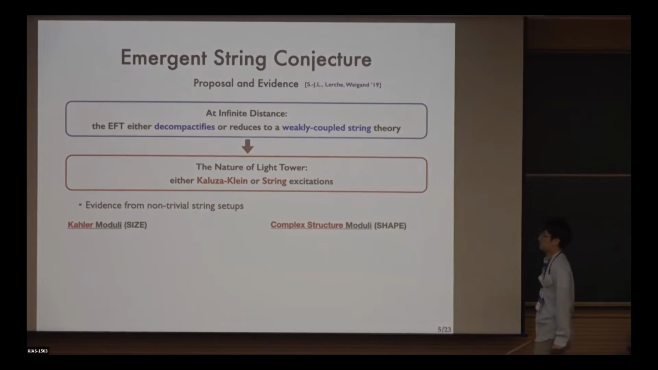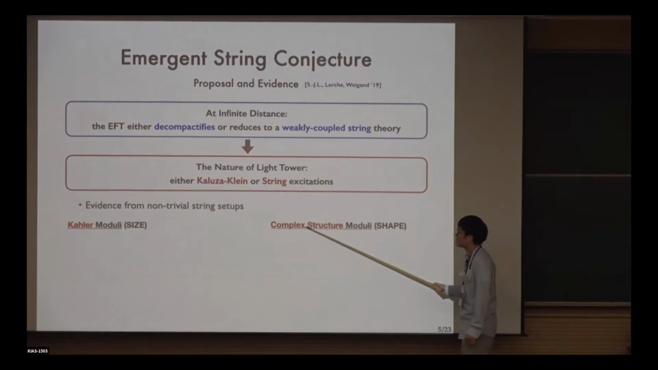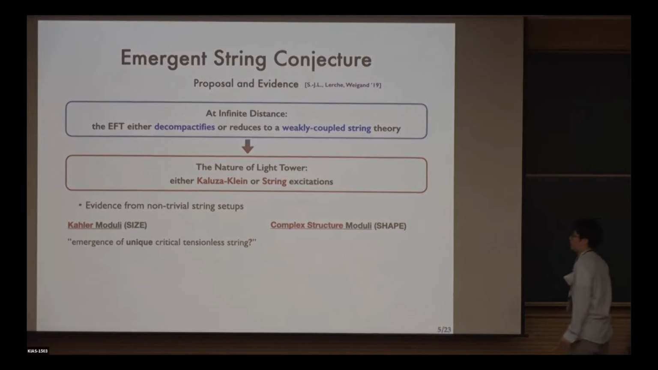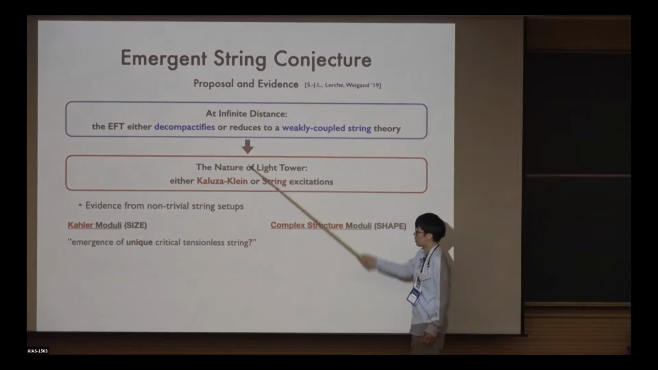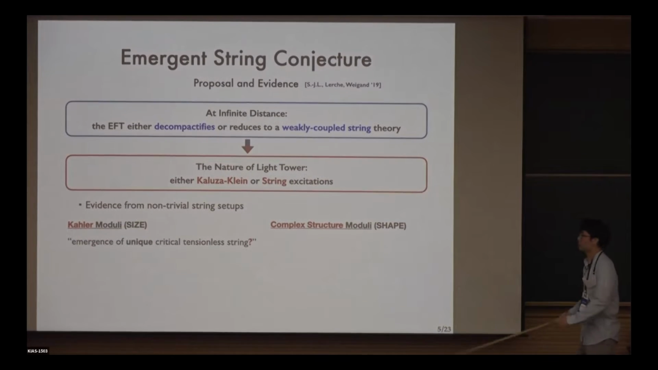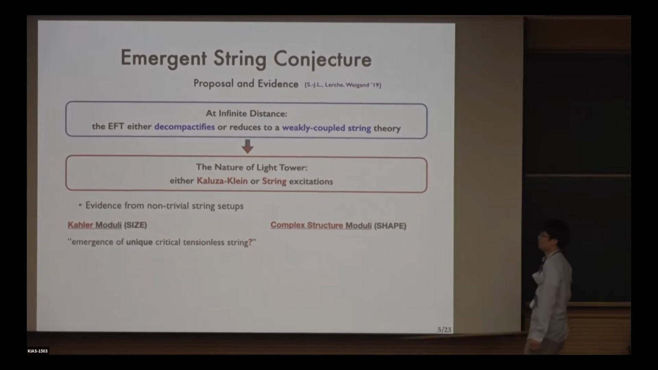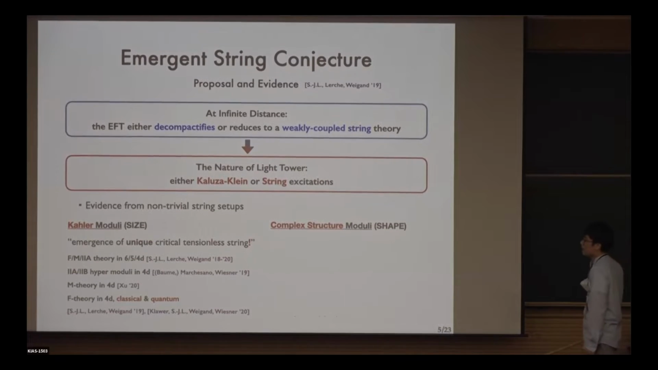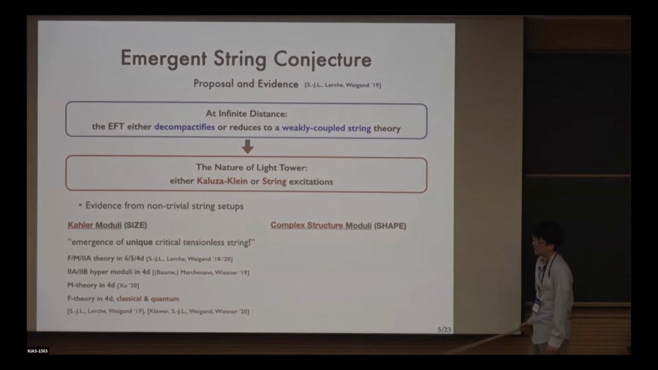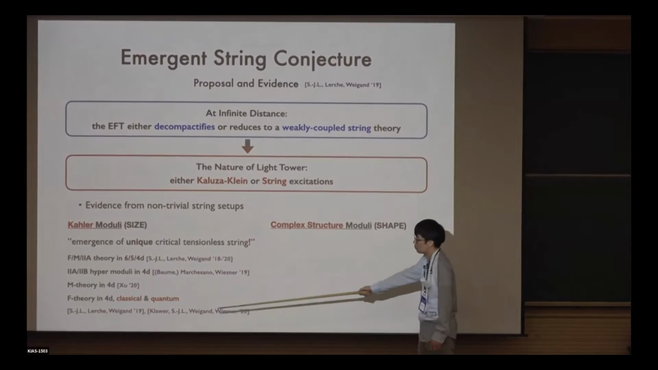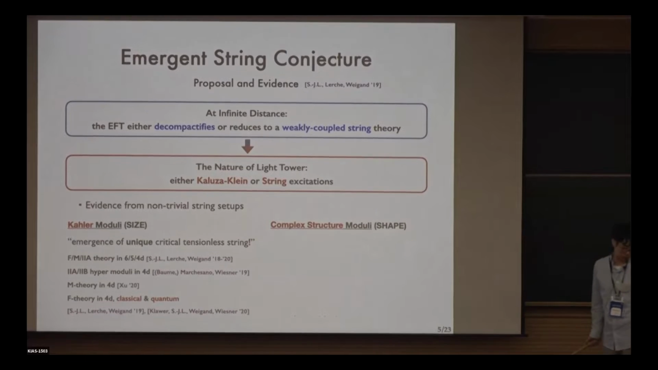Strong evidence arises from many non-trivial string theory setups, both for the Kähler moduli and the complex structure moduli of compactification geometries. As for the Kähler moduli, the possibility of decompactification is perhaps looking like an obvious option. You can just decompactify geometrically. However, the emergence of a unique critical light string is not as obvious and needs to be properly addressed. So the confirmed setups include F, M, and type II string theories on Calabi-Yau threefolds, M theory on G2s, and eventually 4-dimensional F theory with only 4 real supercharges.